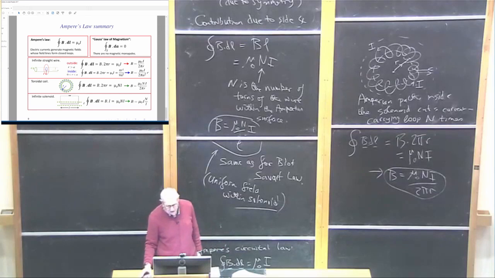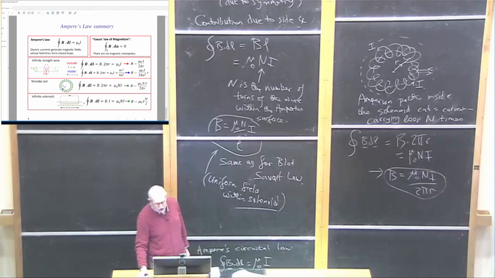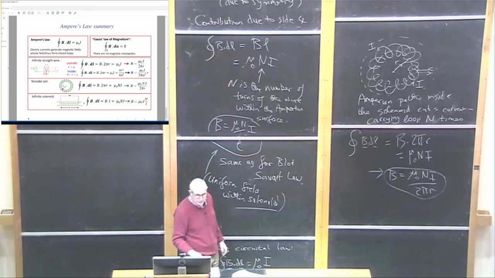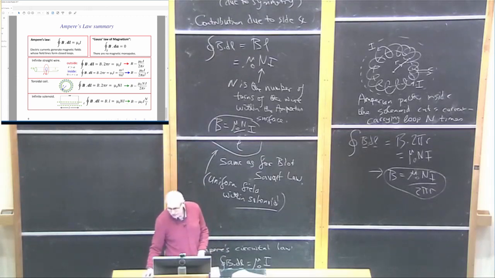Here's the summary. I don't want to dwell on it. It's just so you've got it all in one place. There's Ampere's law. There's the Gauss law of magnetism, which I did yesterday, and I've just summarised all the formulas for the various what's-its. Good.